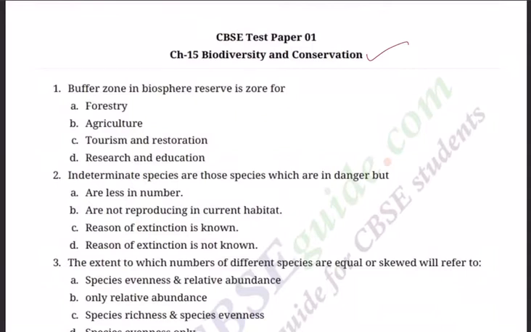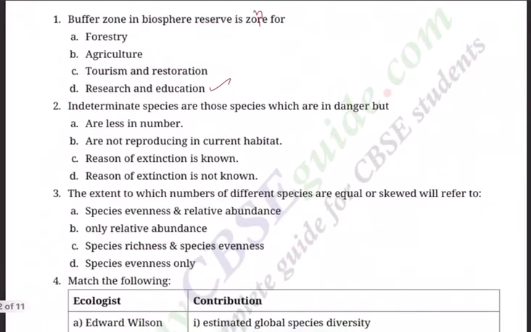Let's go ahead. 1. Buffer zone in biosphere reserve is zone 4. So forestry, agriculture, tourism and restoration, and research and education. So answer should be D, and this should be N zone.